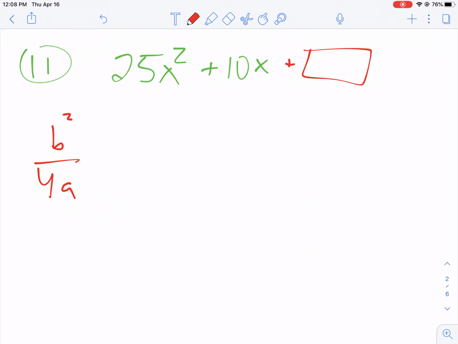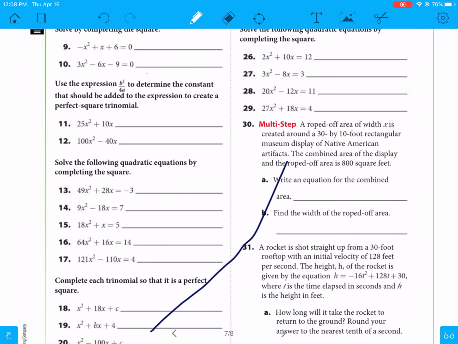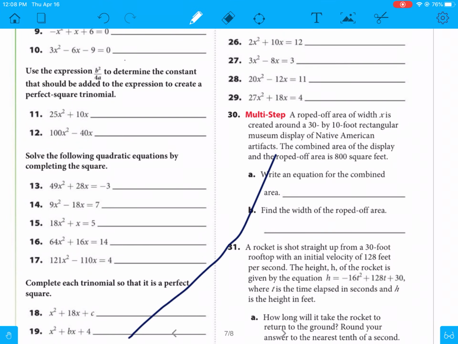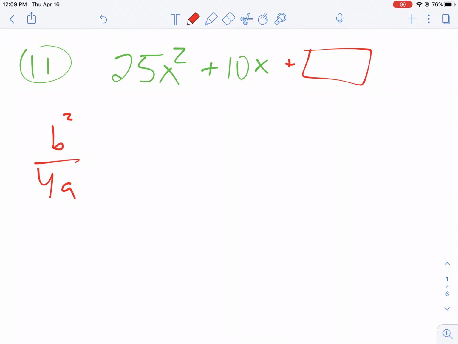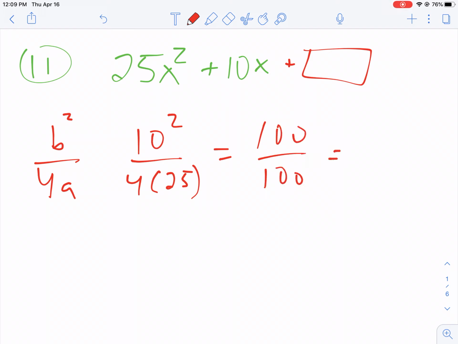Now the next one we had was number 11, which we're going to solve by completing the square. On number 11, it just says use the expression b squared divided by 4a to determine the constant. So we just want our plus c. That's what we're going to add to it. So our a is 25 and b is 10. It'll be 10 squared divided by 4 times 25, which is 100 divided by 100, which is 1. So for number 11, your answer is 1.